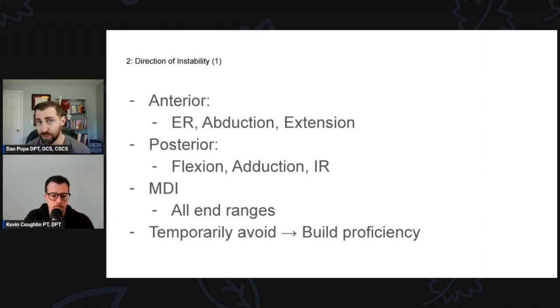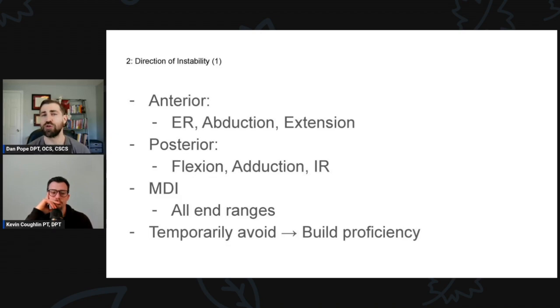For the posterior instability, these folks are going to have trouble with end range flexion, which will stress the posterior and inferior capsule, internal rotation, and also cross-body horizontal adduction. All these motions are usually where people get hurt in the first place, right? And they're also the places you have to protect early on and then really strengthen in the end stages.